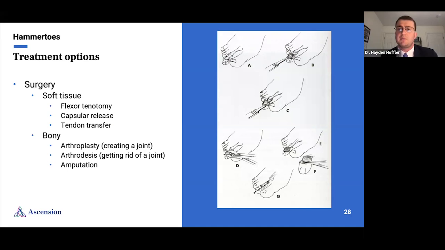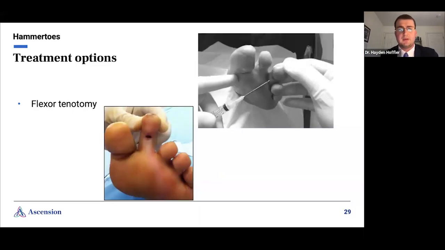And then believe it or not, amputation is an option as well. So let's dive in. First thing, flexor tenotomy, what that actually is. Remember from the slide previously, there's a long tendon that runs on the bottom of your toe. Flexible deformities, meaning I'm able to straighten the toe out without any irritation or resistance from the bone sticking out, are a good option for a flexor tenotomy.